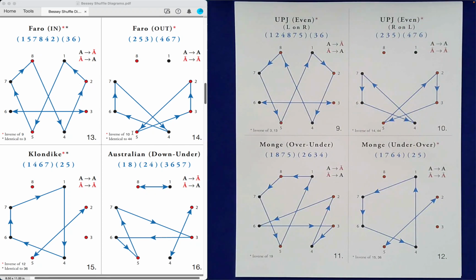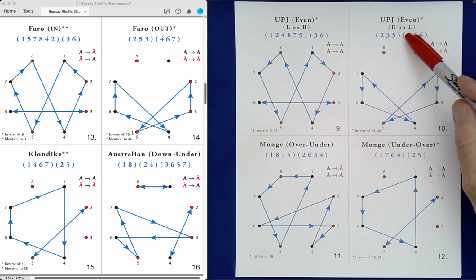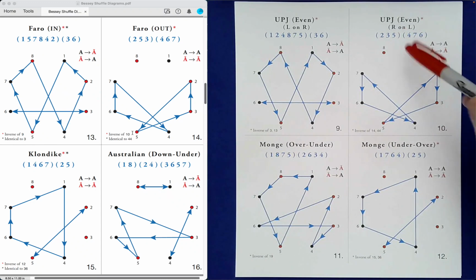And the way that we can tell that this is the inverse of the faro out is the diagrams are identical except for the fact that the direction of the arrows is reversed. This of course means that if you perform the faro out followed by an even up jog for which the right pile is stacked on top of the left, it will return that packet of cards to its original order. The same thing is true for performing the even up jog first with right on left, followed by the faro out. It will reset the packet to its original order.